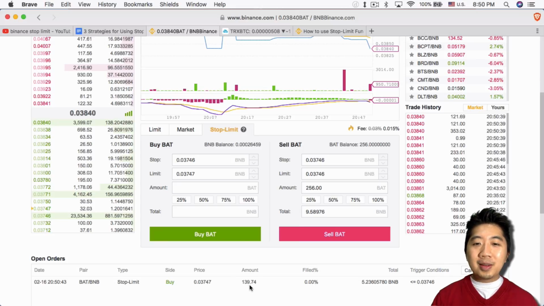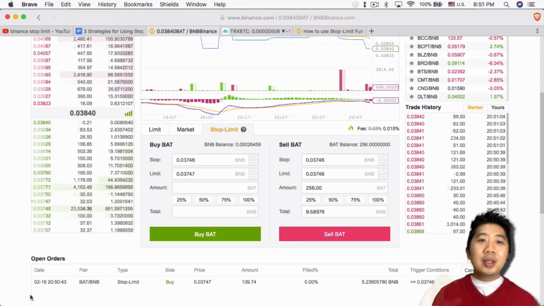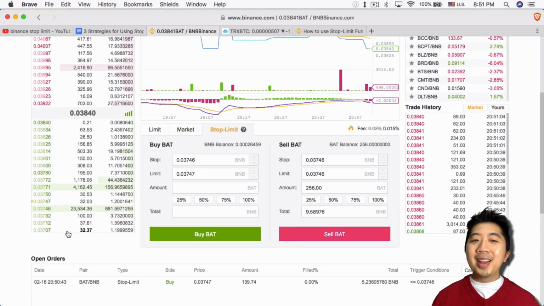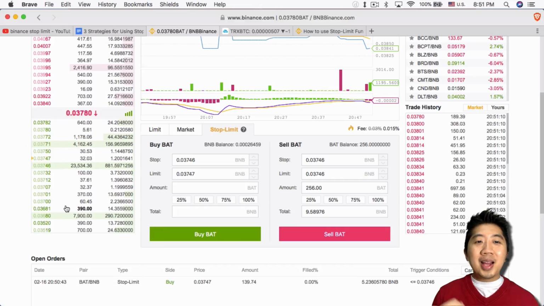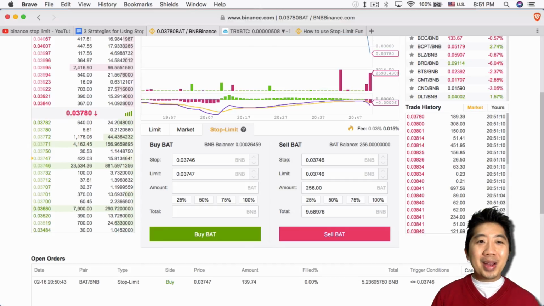So I just requested to buy 139 BAT tokens, but you don't see it in the order book because it's not actually placed in the order book. So that is the devious part of this stop limit trade, to hide your buy order and cut in line, because I'm basically cutting in line right now and they won't even know about it. Right now it's getting a little scary, but I might have to cancel this trade. I don't want to buy a bunch of BAT tokens at this point. So I'll just cancel my trade.